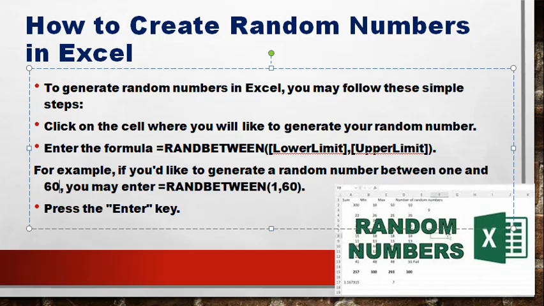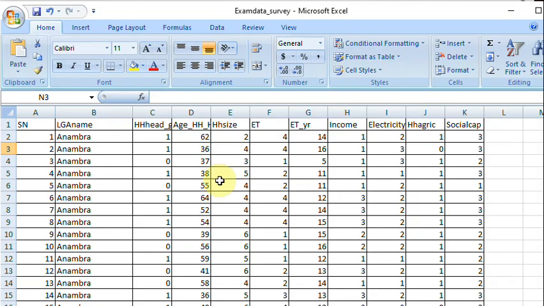So that's basically the thing. The next thing I will do is to click enter on the key. It will get me the random number. Let me put that Excel file up. This is our Excel file.